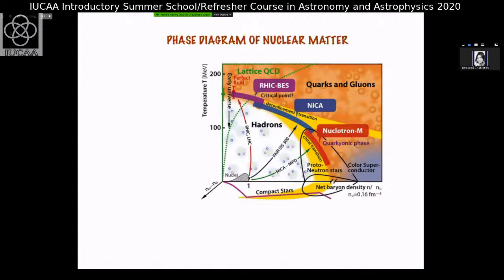And this is accessible to QCD calculations, which use a technique called lattice QCD, where the interactions are described in a lattice, and these require very high computational power and so on. And these give us hints about the high temperature, low density form of matter.